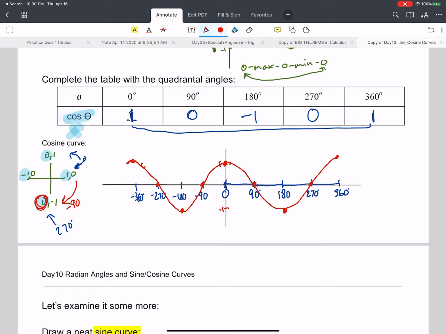This time, it is not O, max, O, min, O. It's max, O, min, O, max. It always has an O. Okay, so it always starts and ends the same, and it always has an O in between. So max, O, min, O, max. Okay.